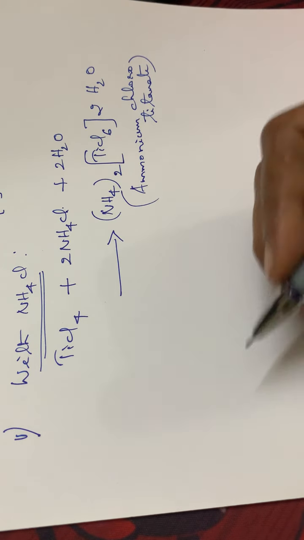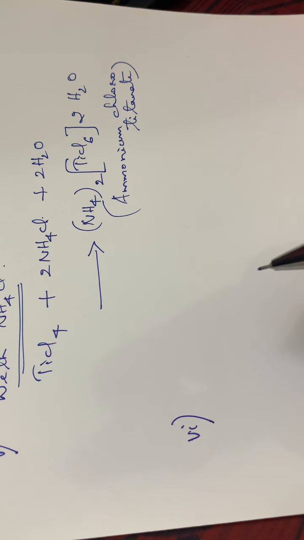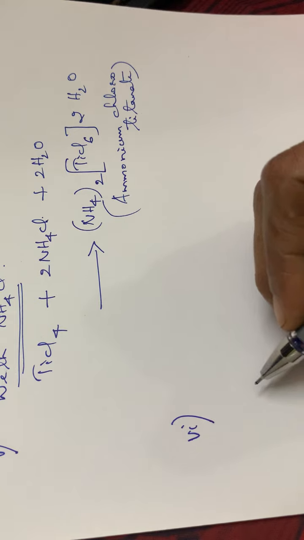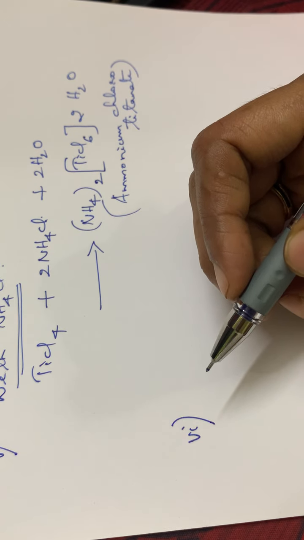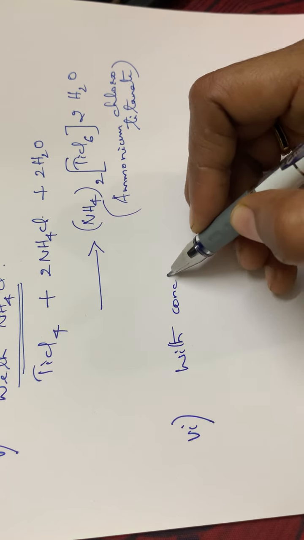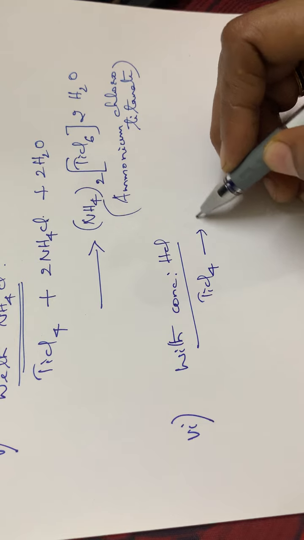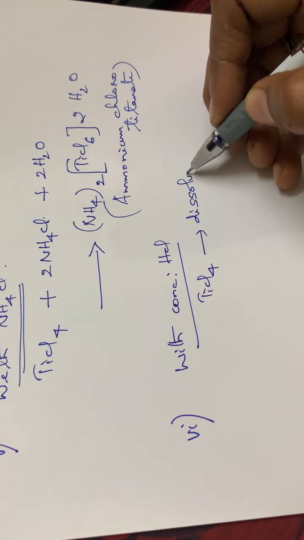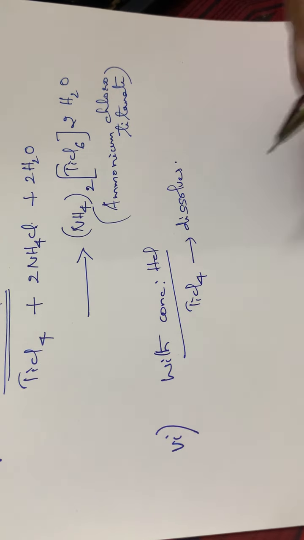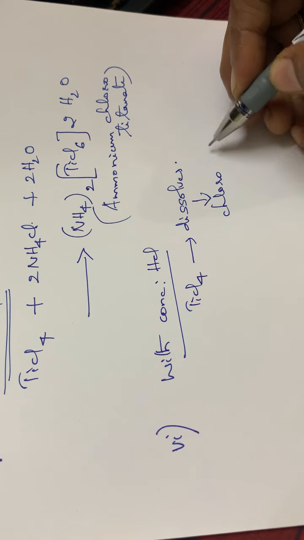Then the next reaction, the sixth reaction. This titanium tetrachloride will be dissolving in concentrated HCl. With concentrated HCl, titanium tetrachloride dissolves, and there it forms chloro complexes.